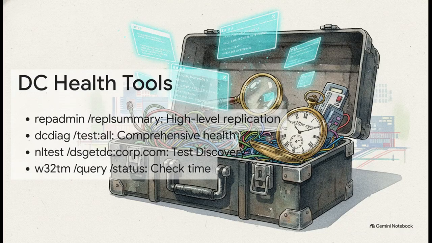For keeping your infrastructure healthy, these command line tools are absolutely vital. By using things like repadmin and dcdiag, you can rapidly figure out if a network problem is just a DNS failure or if it's actually a replication delay. And definitely don't forget W32tm to check your time synchronization. Fun fact, if your clocks are skewed by more than 5 minutes, Kerberos authentication will just break entirely.